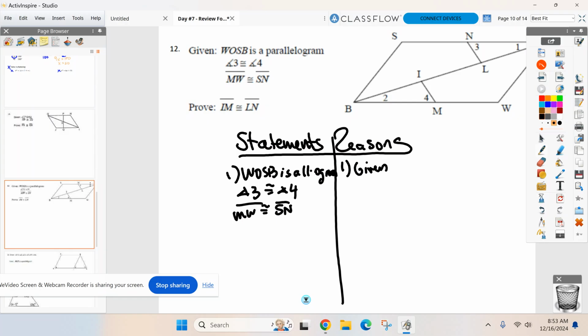All right, I picked this one just because it's similar to what you'll see tomorrow. Tomorrow, you'll be given a parallelogram, prove something's congruent. So I have 3 congruent to 4, and I have MW congruent to SN.